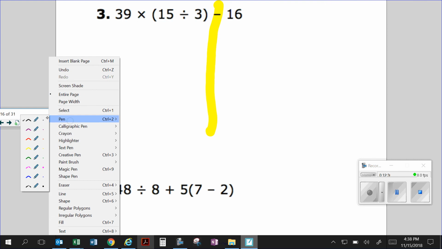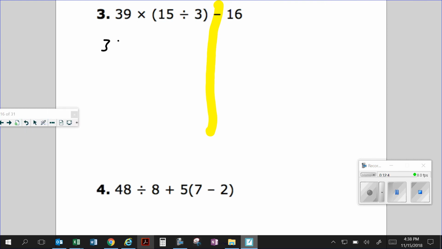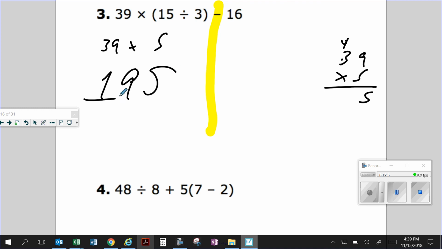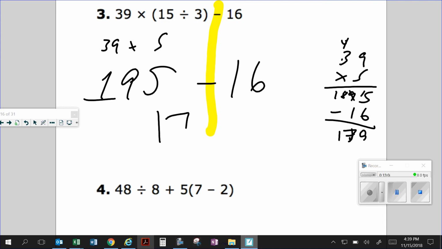In the left term, I see 39 times the group of 15 divided by 3, which is 5. And what is 39 times 5? That's 45, carry the 4. 15 plus 5 times 3 is 15 plus 4 is 195. In the right term, I see 16. What do they want you to do with the left term and the right term? Subtract the 2 numbers. 195 minus 16, let's regroup, that's 179.